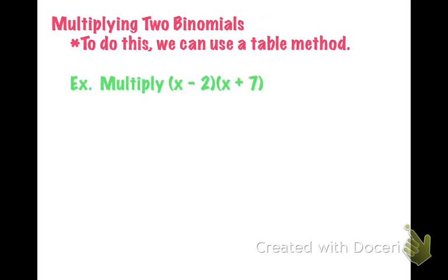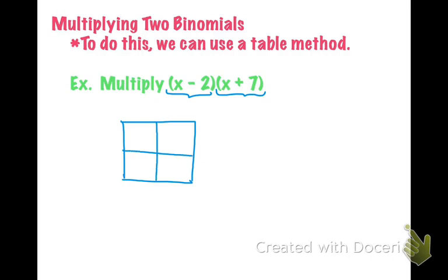Now, they're not all going to be just one monomial times another polynomial of some sort. What I want to look at for now is how we would multiply two binomials. And one way to do this is to use a table method. I look at this first one and I see that it has 2 terms. And I look at the second one and I see that it also has 2 terms. So I'm going to set up a table that has 2 rows and 2 columns.